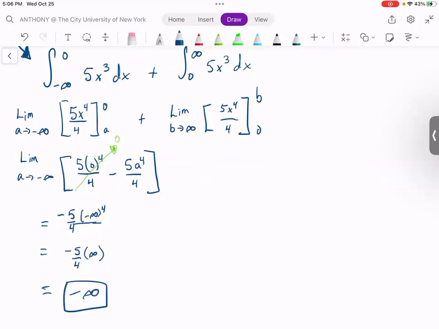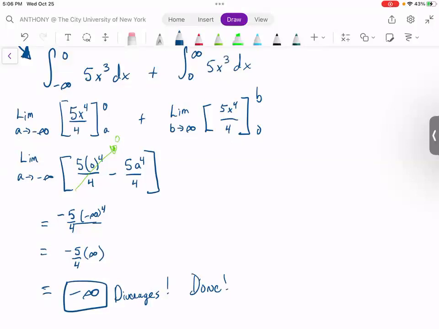Now, what do we know about the first piece? Do we say that it diverges or converges? Yeah, it diverges. And we are done. All we had to show, right, was that we wanted to ultimately know whether or not this integral diverges or converges.